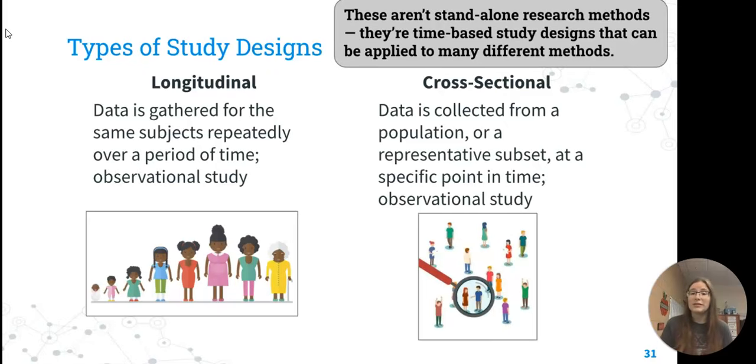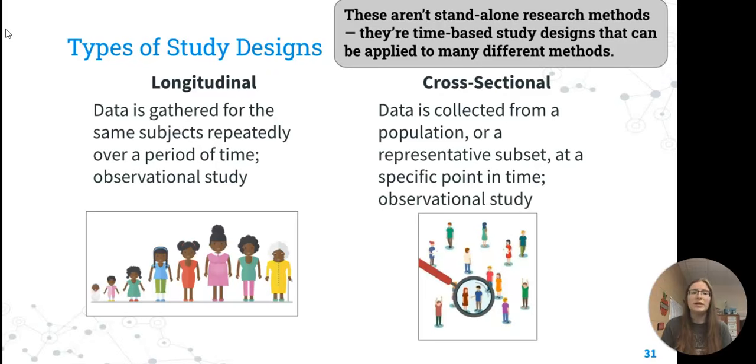All right, there are some different types of study designs that can go with these other research methods. So they're not standalone research methods, they're actually qualifiers in study design that can be applied to different methods. So we can have a longitudinal experiment or a cross-sectional experiment. Longitudinal is when we are gathering data from the same subjects repeatedly over a long period of time, whereas cross-sectional saves us time because we're going to get little groups of people representing these different ages, and that's going to allow us to get the information in a quicker manner.